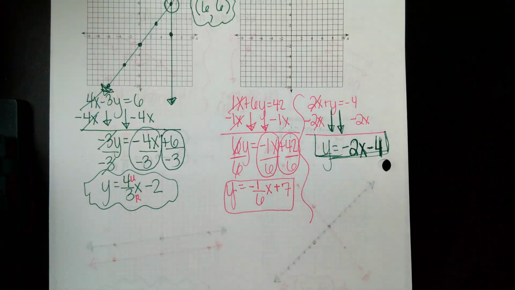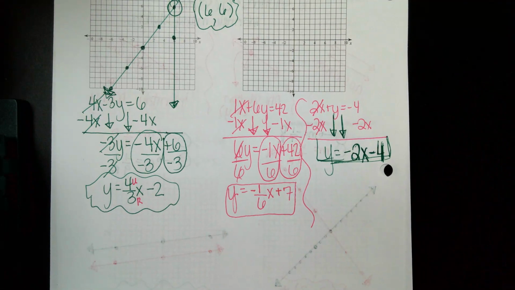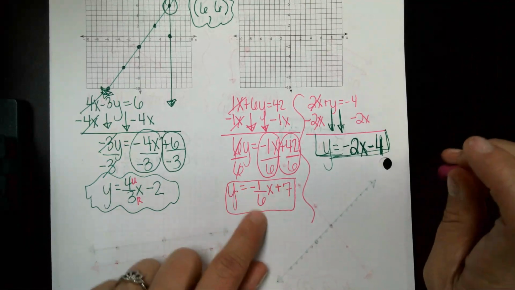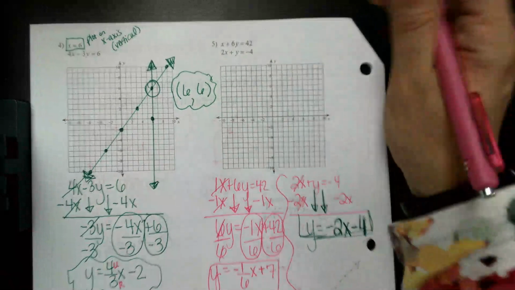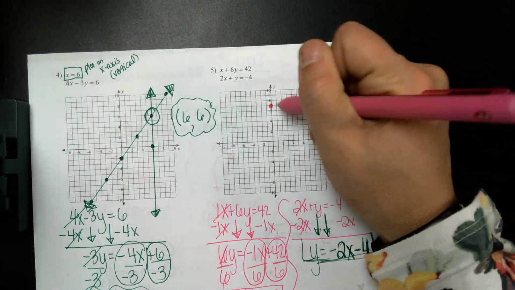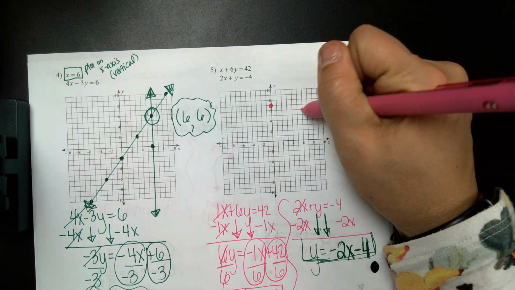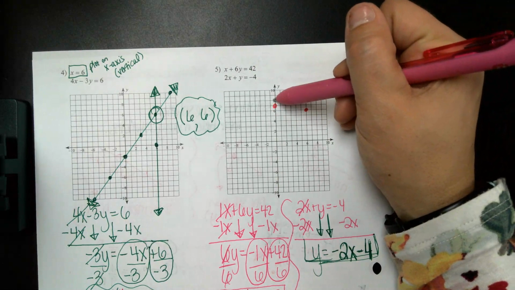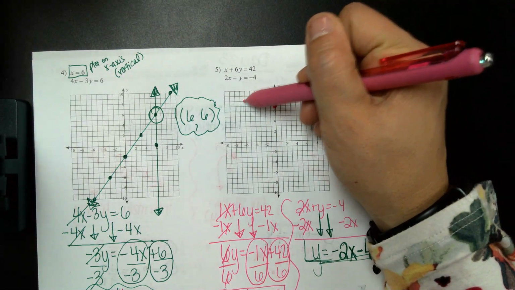Okay? Ready? I'm going to graph this one first. I'm going to start at positive 7. Then I'm going to go down 1, right 6 as many times as I can, which is probably only once. So start at positive 7, down 1, right 6. Done. But I can go back to my starting point and go up 1 and left 6.